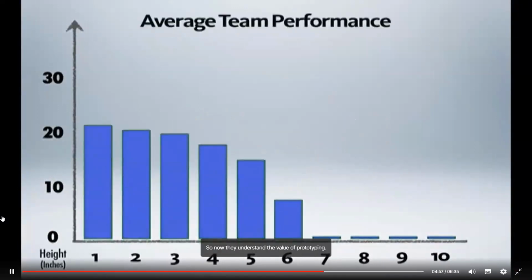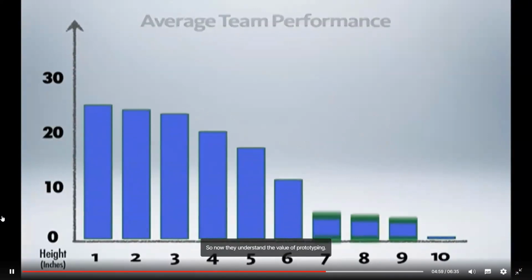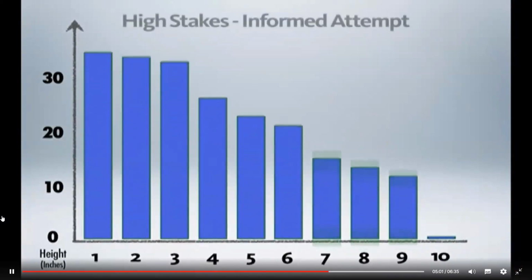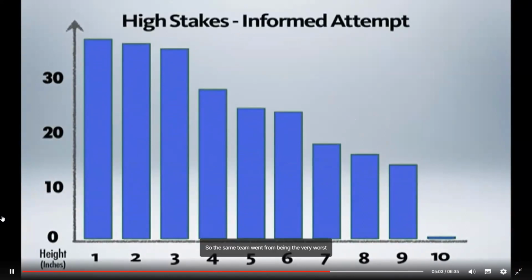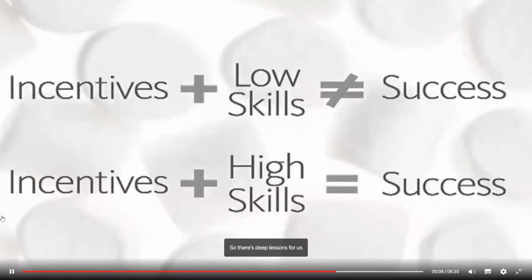So now they understand the value of prototyping. So the same team went from being the very worst to being among the very best. They produced the tallest structures in the least amount of time. So there's deep lessons for us about the nature of incentives and success.